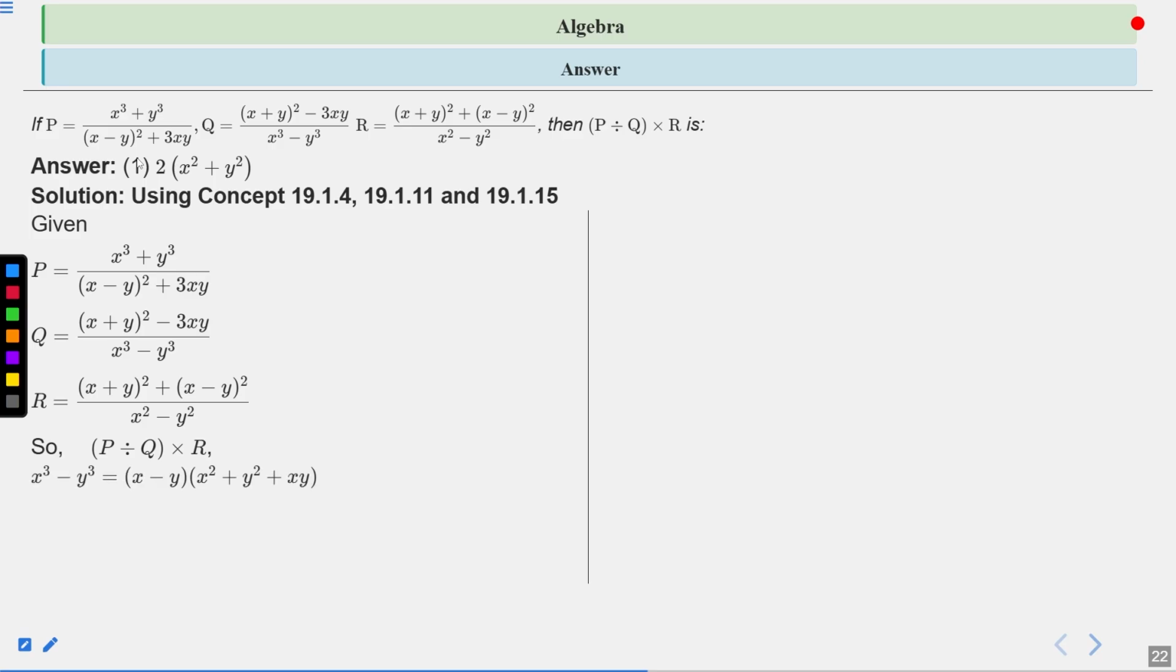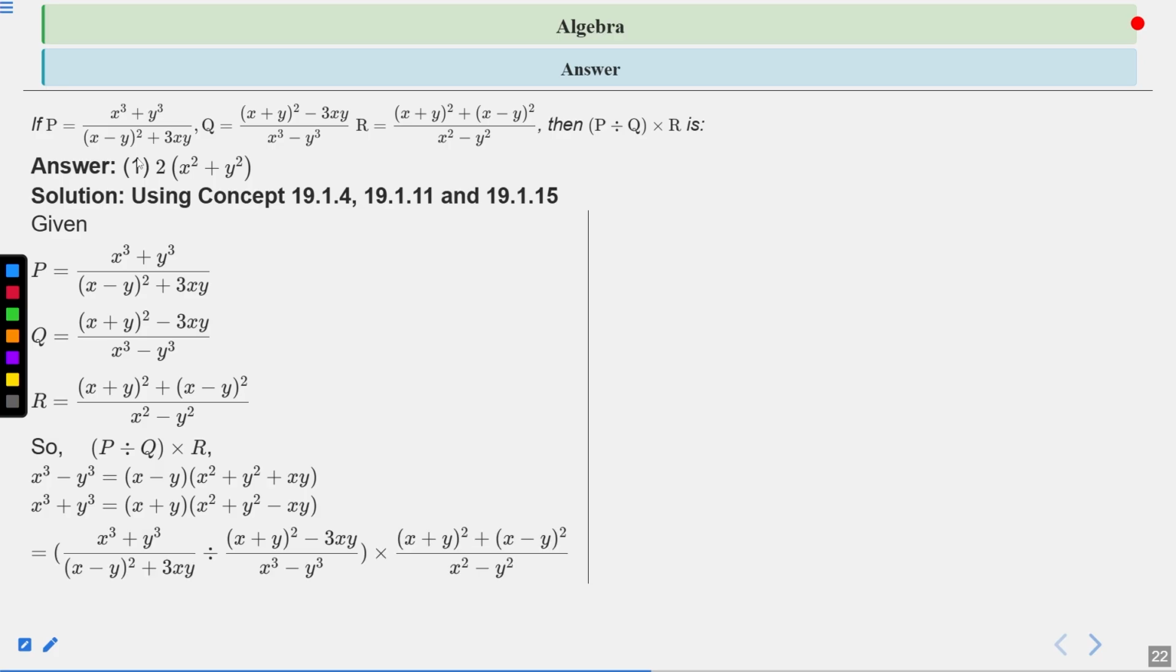So x cube minus y cube equals x minus y multiplying by x square plus y square plus xy, by using the formula of x cube minus y cube. In the same way, x cube plus y cube is x plus y into x square plus y square minus xy. So when we put the values, we get x cube plus y cube upon x minus y whole square plus 3xy, dividing by x plus y whole square minus 3xy upon x cube minus y cube, multiplied by x plus y whole square plus x minus y whole square upon x square minus y square.